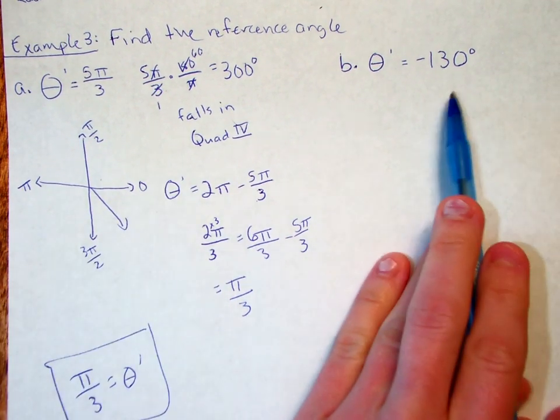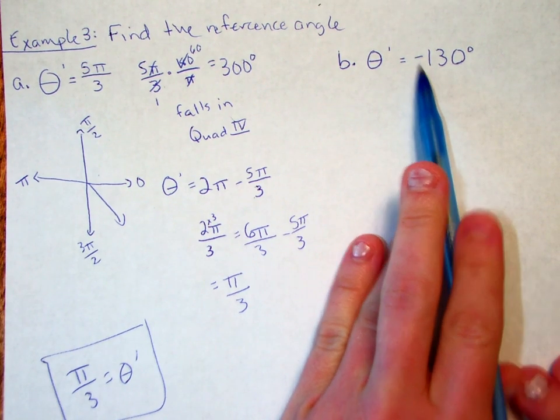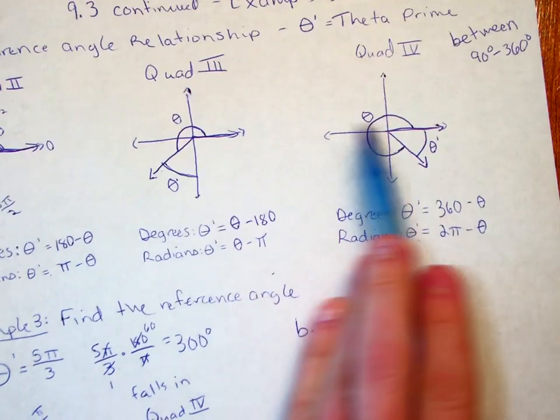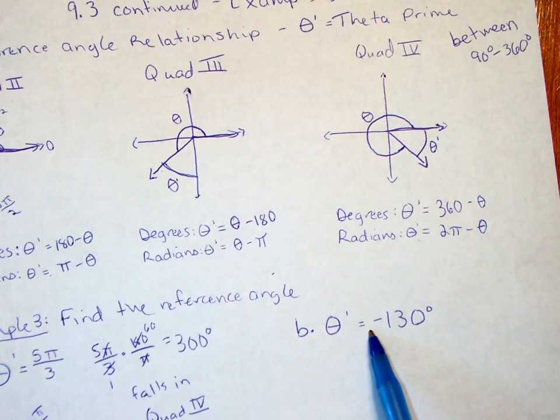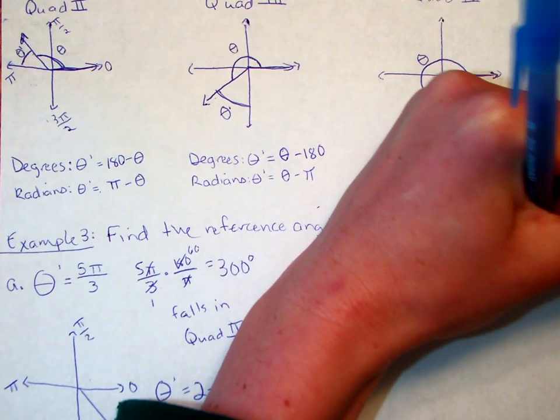All right, so let's look at the next one. It does give us a degree, but it gives us a negative. And remember, up here we discussed that it's got to be between 90 and 360. So it has to be in one of these quadrants, and it cannot be negative. So it must be positive.